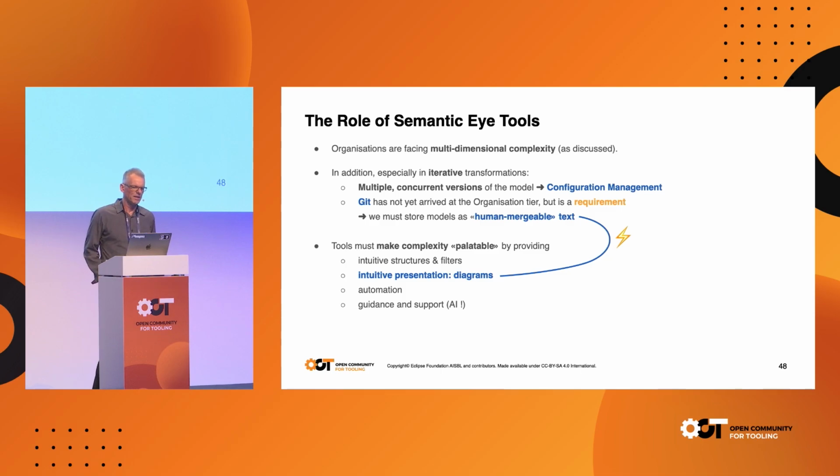But then on the other side, tools must make complexity palatable. They must make it accessible to them. So we need intuitive structures, we need intuitive diagrams, we need automation to help them, we need guidance and support where AI can help us. But for the longest time, or as far as I can remember, diagrams are always stored as XML, JSON, or in binary format. And that's just not compatible with Git and merging multiple diagram versions into one. So how can we store diagrams in human readable language?